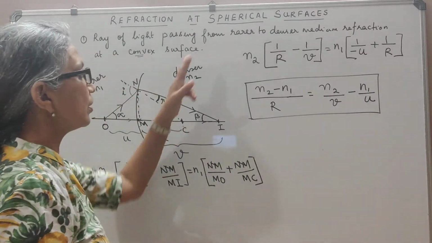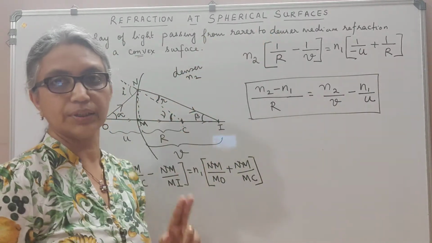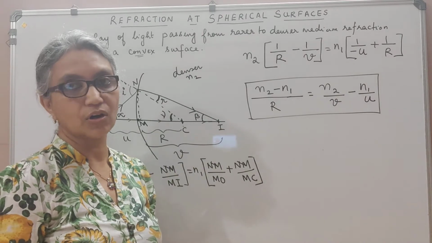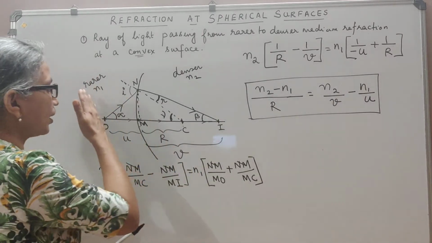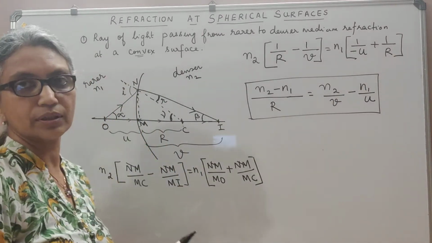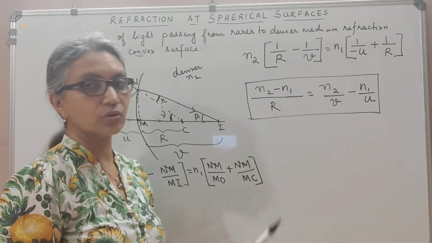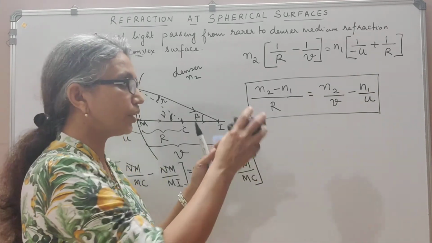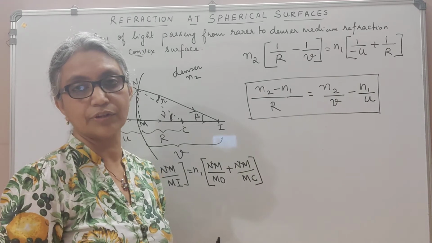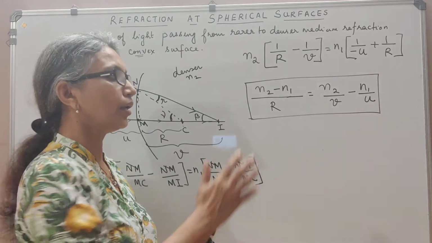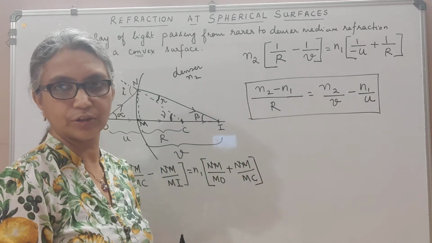When a ray of light passes from rarer to denser medium, refraction occurring at convex surface. I told you, when you look from the rarer side, bulging out, so it's the convex surface. So this relation is also very important for you, because we need this for our derivation of Lensmaker's formula, and also for lots of sums and application questions.